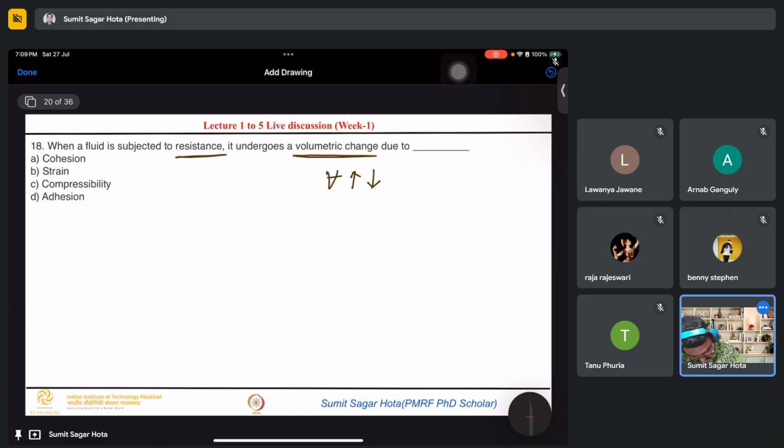So the volume change can be cohesion, adhesion? These are different phenomena. They are not related to any kind of volume change. But yes, if you overcome compressing or expansion, this may be related to your volume change. So compressibility may be the factor, so this cannot be the case. So what is compressibility?